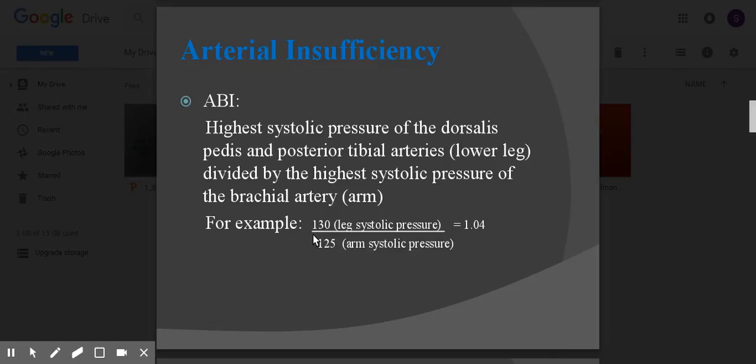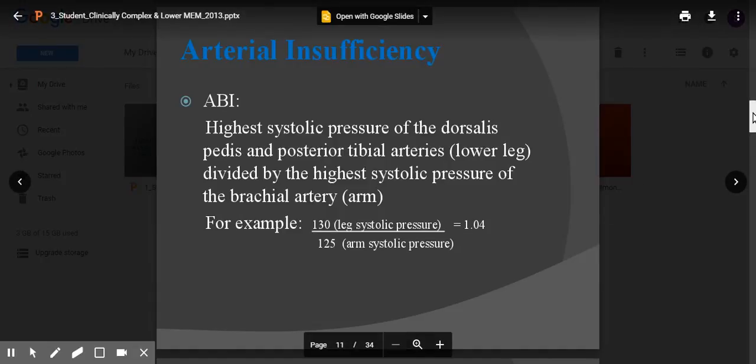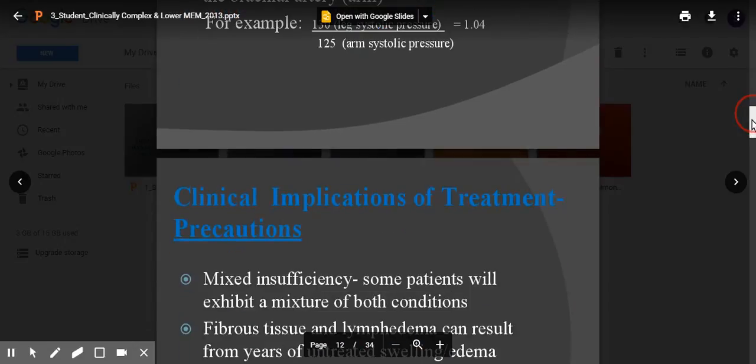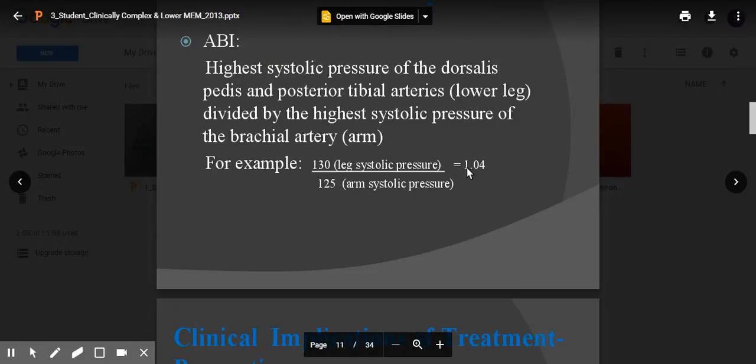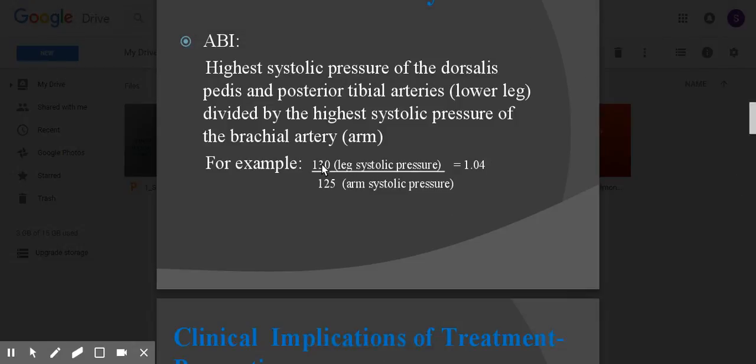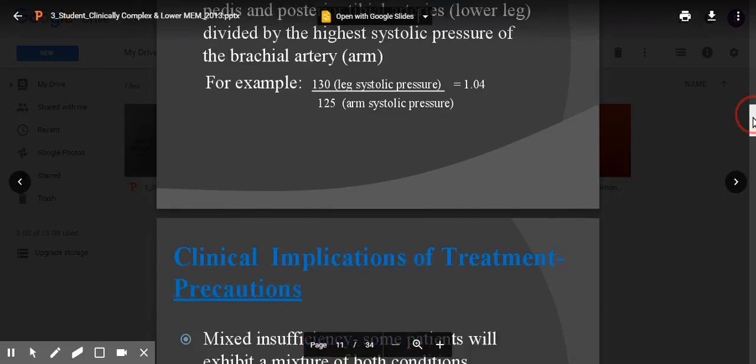And so again, a typical example, if the person's arm systolic pressure is 125, the leg is 130, you get a ratio. That number should always be greater than 1 in normal populations. And we typically start to define arterial insufficiency when that number starts to get lower than 0.8. And I've seen varying between 0.8 and 0.7 at various facilities, depending on how they characterize it. But know that this number, when it's normal, should always be 1 or greater, because normally your systolic blood pressure in your leg should always be higher than what it is in your upper extremity.